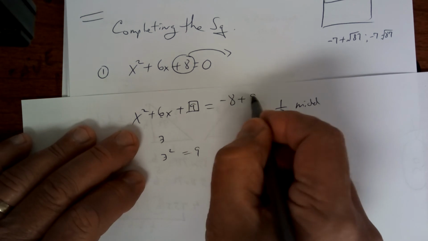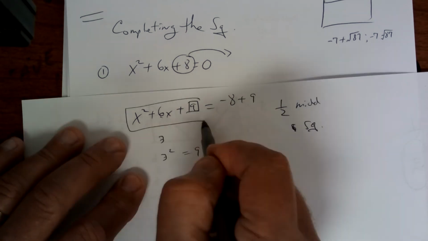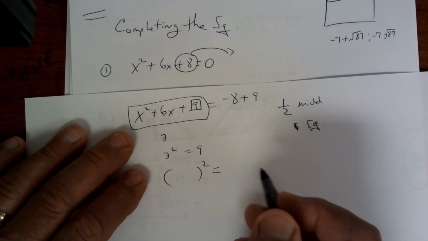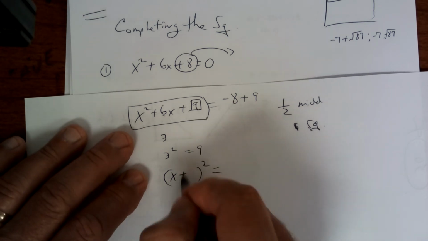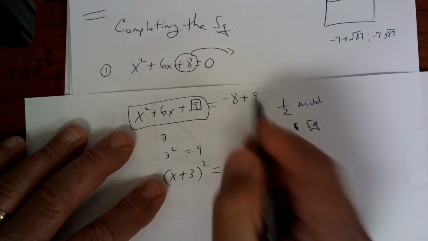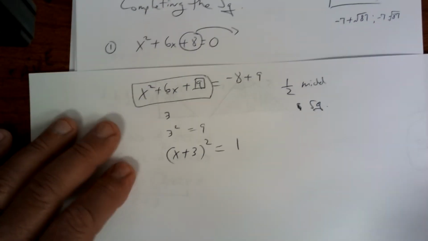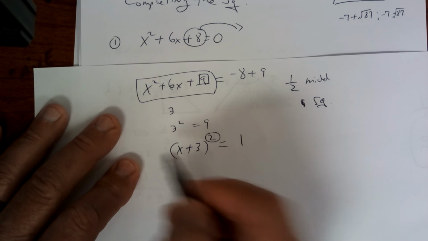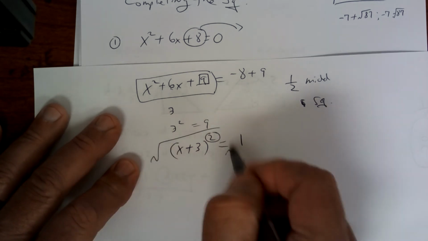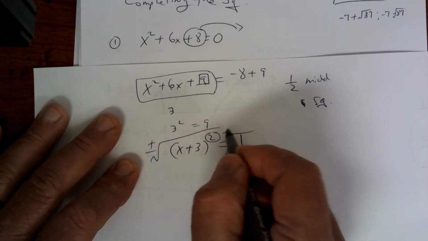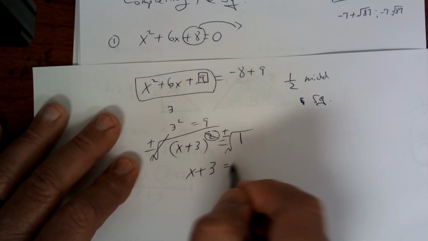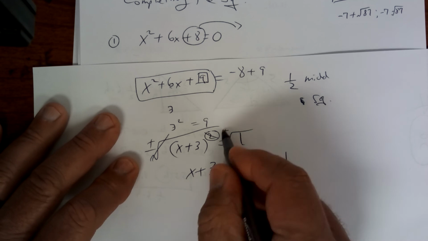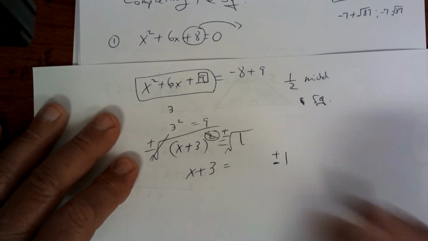And when you do that, this becomes something called a perfect square trinomial. So 3 times 3 is 9, so it's going to be plus 3. And then this is going to be a 1. Now to solve this equation, you got to get rid of this. So you're going to do the square root. When you do the square root, it's a plus or minus, just so you know that. This cancels. You get x plus 3. The square root of 1 is 1, but it's going to be a plus 1 or a minus 1. You got 2 possibilities there.